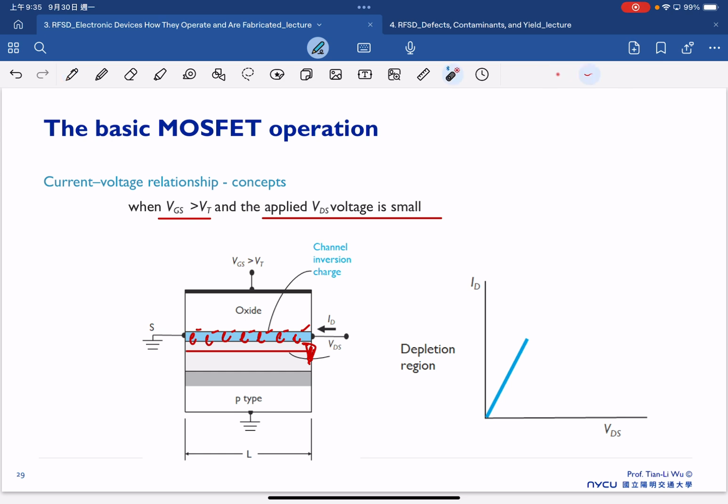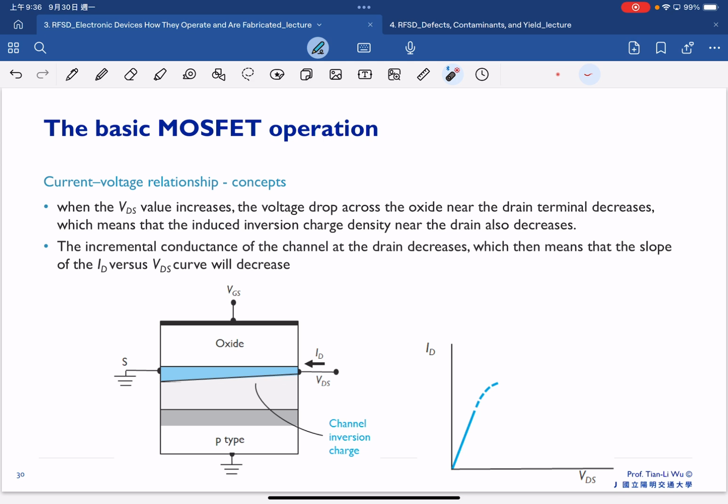In the meantime, if we look at the ID and VDS characteristic, this is for one fixed VG. So now we are looking at ID versus the VDS characteristic. Right now, the current is linearly proportional to our VDS because the channel is uniformly formed. As we increase our drain bias, more and more electrons can flow to the right-hand side. So the current is linearly proportional to VDS at this moment.